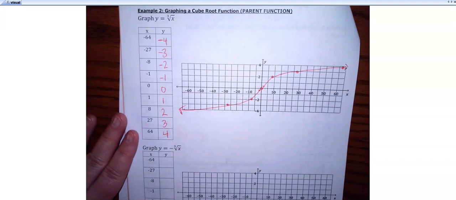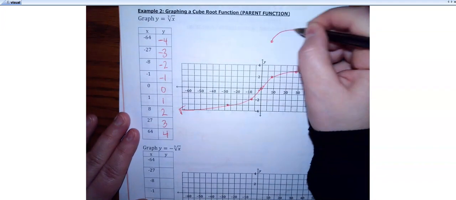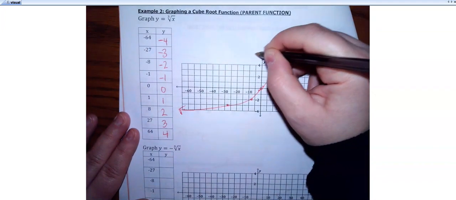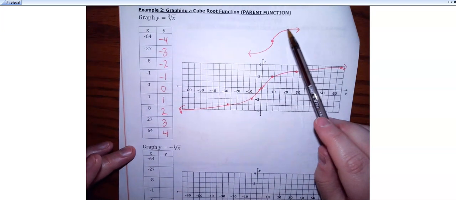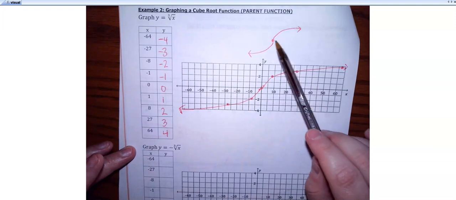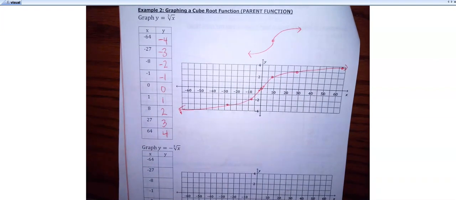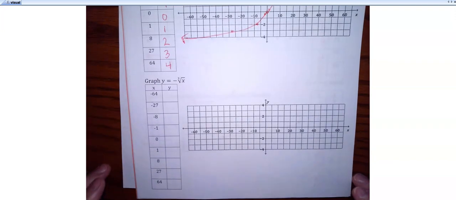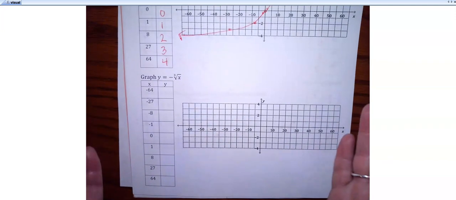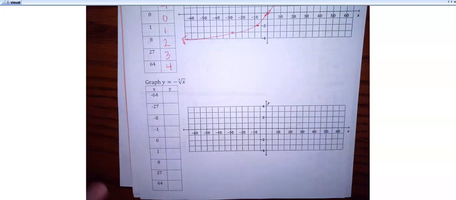So just like the general shape, it's got a point in the middle, and then one side goes forward, one side goes back, because you can take the square root, or sorry, the cube root of a positive number and then the cube root of a negative number. Now, in this situation, if you have a negative in front of the cube root, it's literally going to flip the graph over the y-axis.